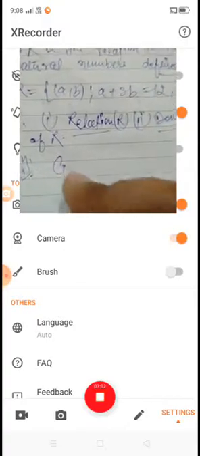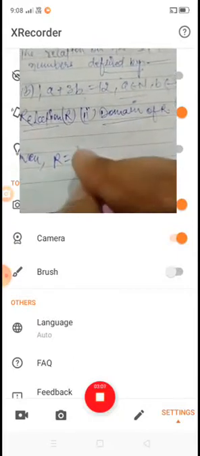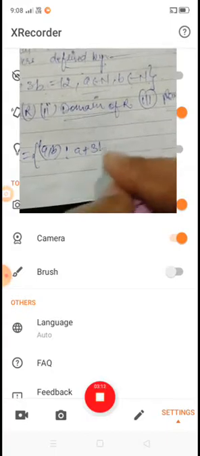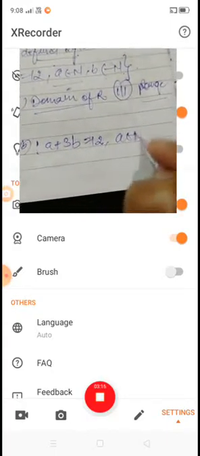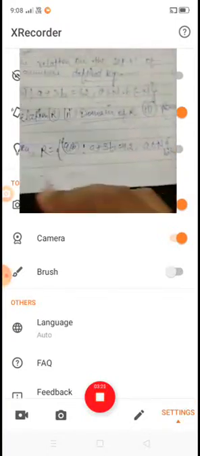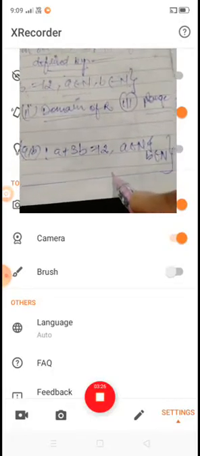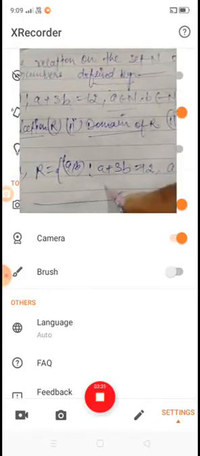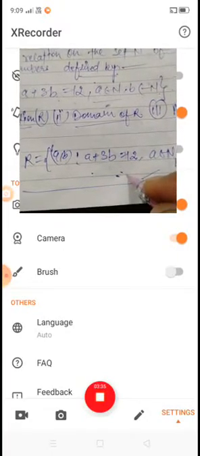First of all, you write the given relation R equals (A, B) such that the relation between A and B is A plus 3B is equal to 12, A belongs to N and B also belongs to N. This is your given relation in set builder form, and now you write it in roster form. Okay, let's see.